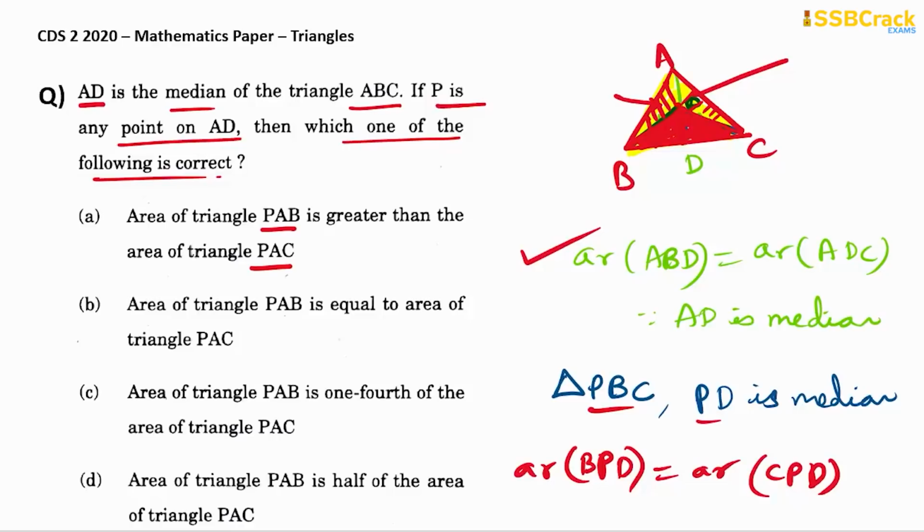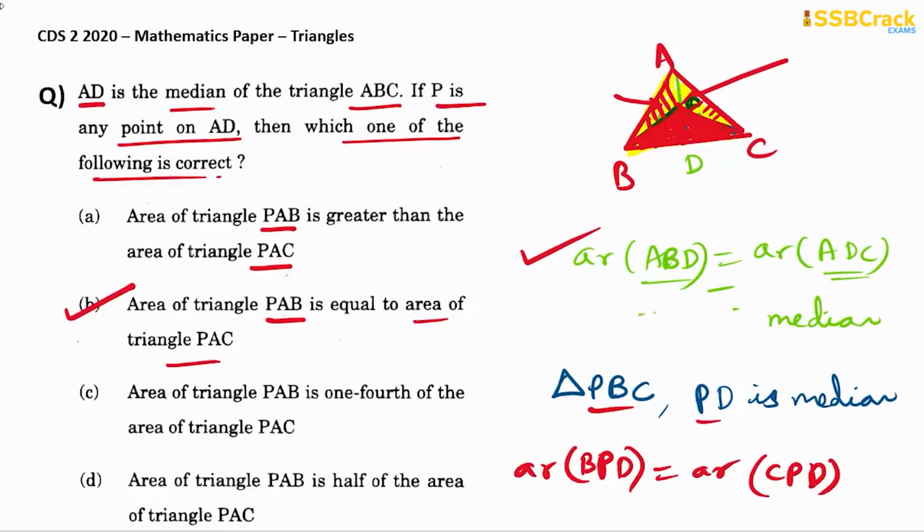So is one greater than the other, or is one equal to the other, and which is the correct statement? Because we could see that the area of triangle ABD, equal to the area of triangle ADC, is nothing but the sum of what? It's ABP plus BPD, right? And on the right hand side, for ADC, what do we have?